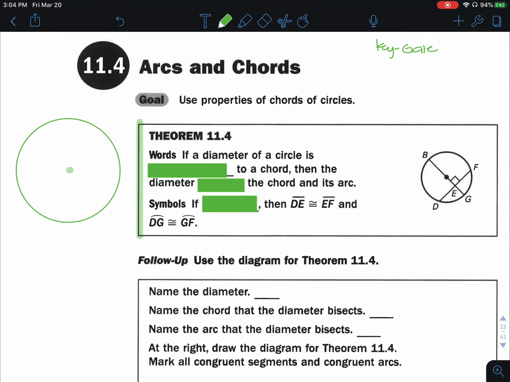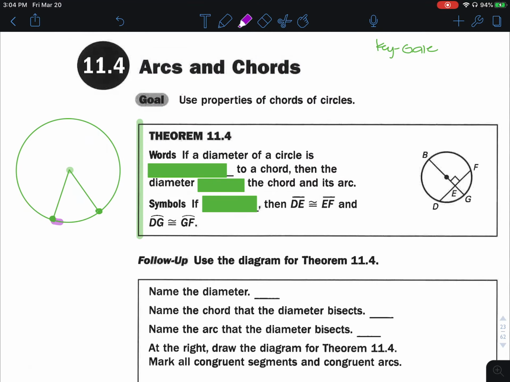So in order to get arcs, we need to make some points on a circle. To the left here I have a circle. Again, the dot in the center is the center. To create arcs, I need 2 points on a circle. Connect those with the center. Those two green lines that I have are called my radii.